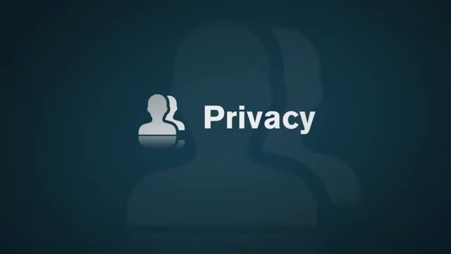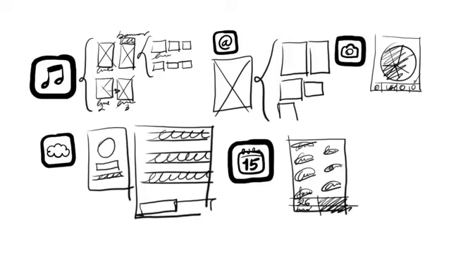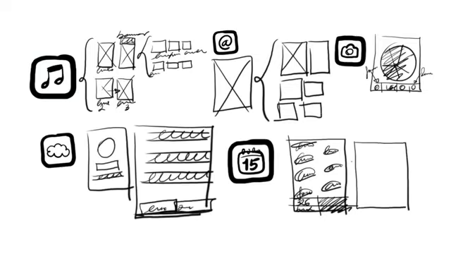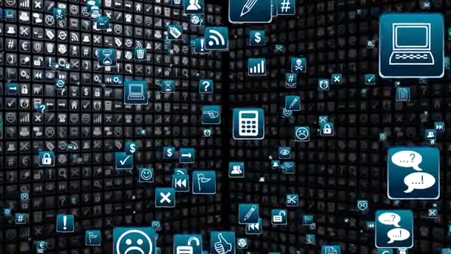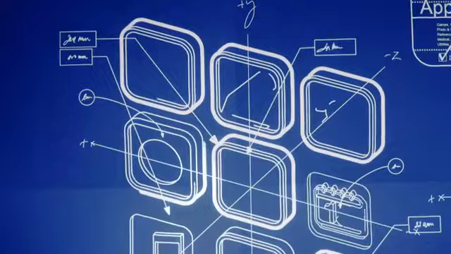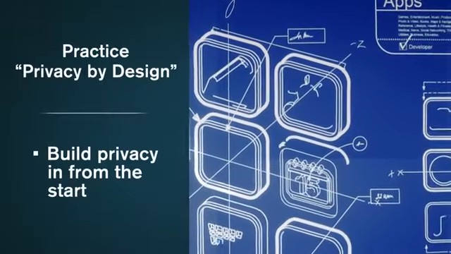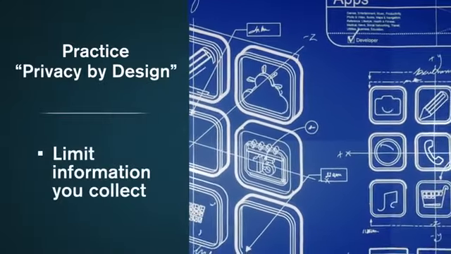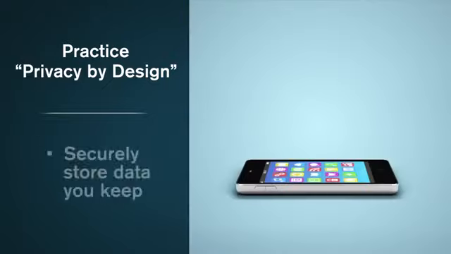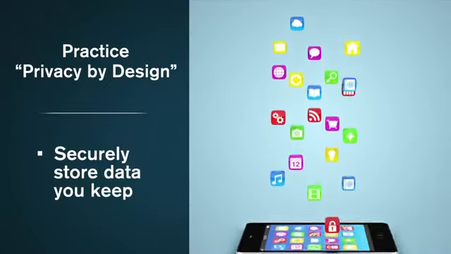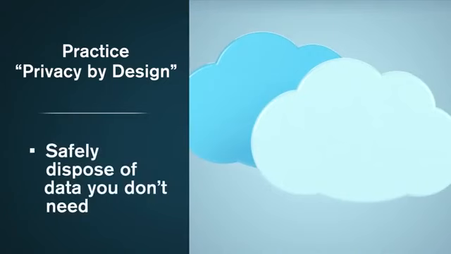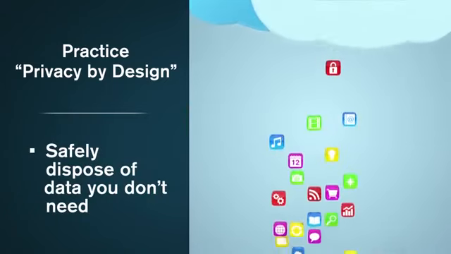Now, moving on to privacy. Practice privacy by design. This means incorporating privacy considerations from the product's concept stage to its launch and updates. Build privacy protections into development. Limit the information you collect. Securely store what you hold on to, and safely dispose of any data you don't need. Think through your default settings with an eye toward privacy.